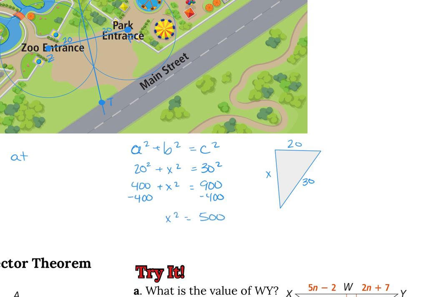Okay, I have x squared equals 500. If I have a square, the opposite of a square is a square root, so I'm going to take the square root of both sides. So I'm going to be left with x equals the square root of 500, which will get me 22.36. Okay, so our missing side here is 22.36 feet.